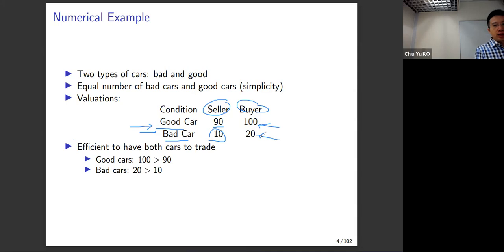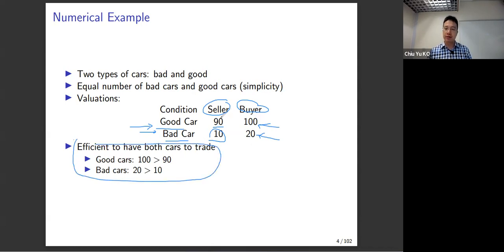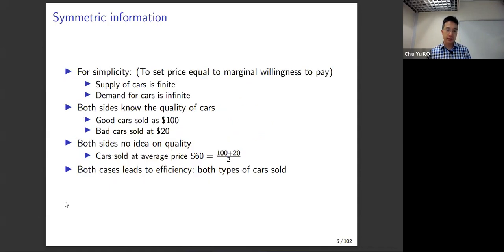As long as we assume the buyer and seller value a good car more than a bad car, and the buyer uniformly thinks a car is worth more than the seller does, that means efficient trade. That's the only assumption we want to make, and you can replace the numbers with any that work. In the model, we assume the demand for cars is infinite.